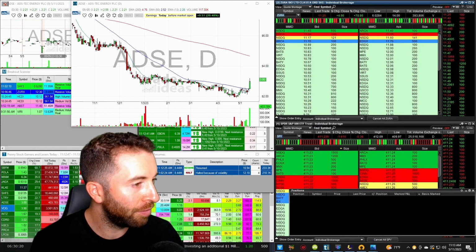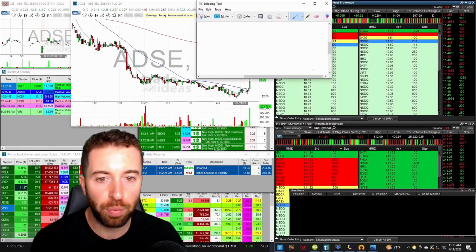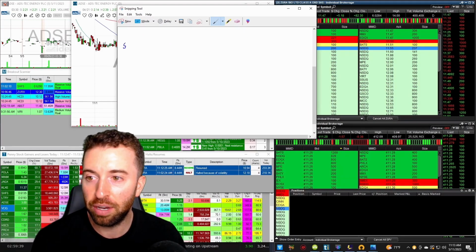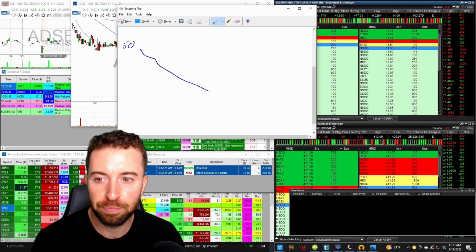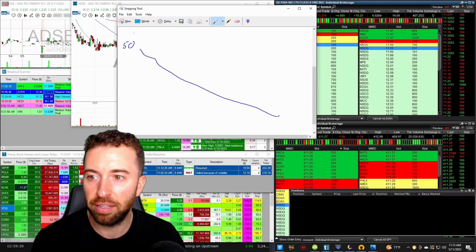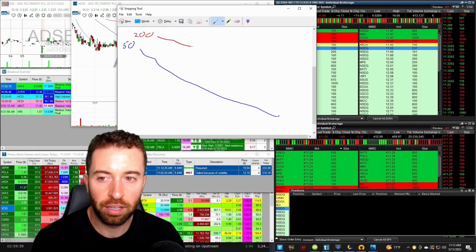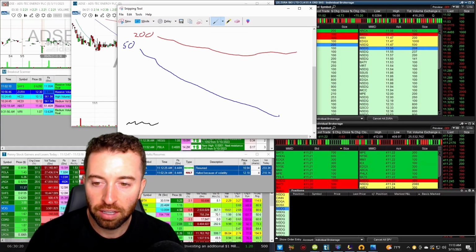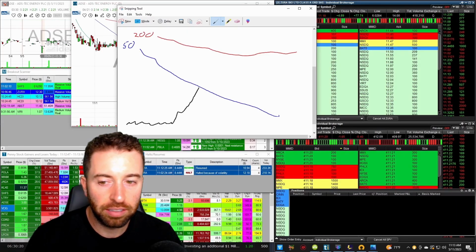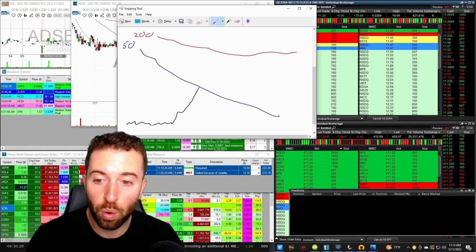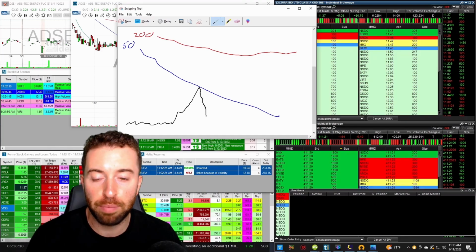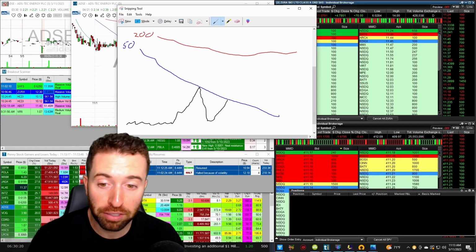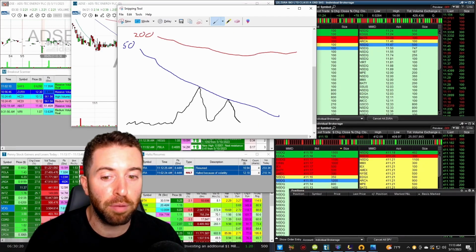So if we have the 50-day moving average and the 200-day moving average, and let's say we have this example, the blue is always going to be the 50-day moving average and the red is going to be the 200-day moving average. This now tells me if this is a stock right here and it spikes, get ready to sell and lock in profits, or get ready to short as it hits the 50-day moving average.